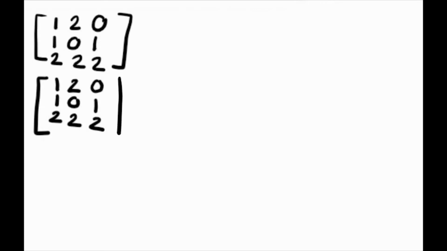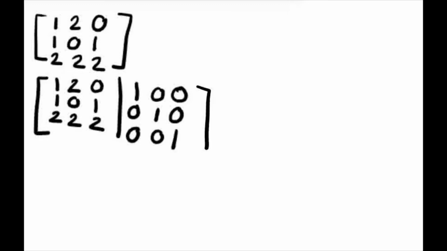And then you put a line here, and then you write the identity matrix here, which is 1, 0, 0. Then we have 0, 1, 0. Then 0, 0, 1. So whenever you make any changes to your matrix, your identity matrix will be changed as well. And at the end, when you get your identity matrix on the left side of your matrix, then the right side will be your inverse matrix.